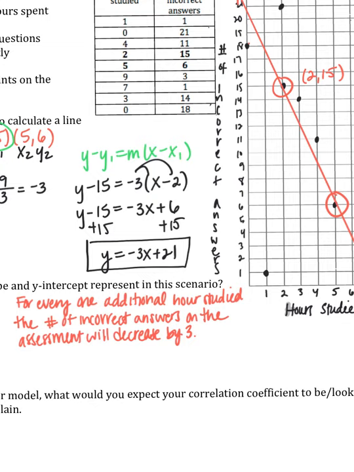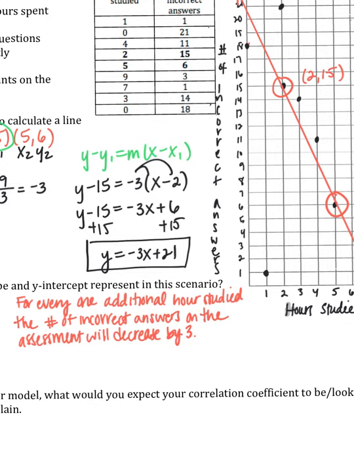So remember, we want those words in there. I have a -3 over a +1. So as I increase by +1 in the x direction, I'm going to decrease by 3 in the y direction. So for every 1 additional hour studied, for every 1 increase in x, there is a decrease in y of 3. Change in y over change in x is the context of our problem.